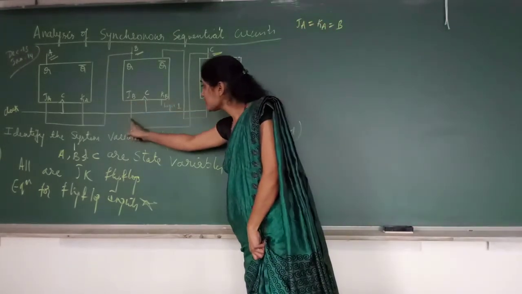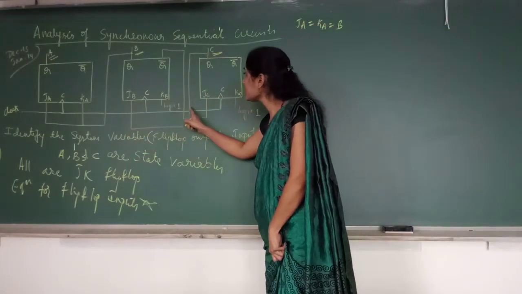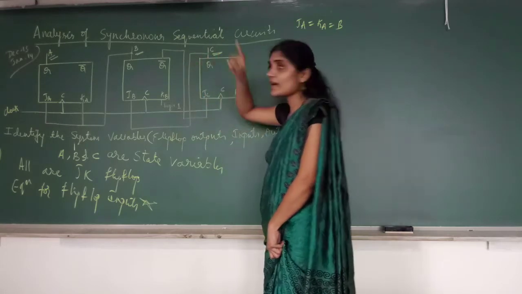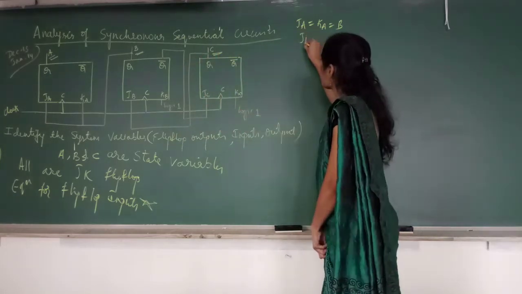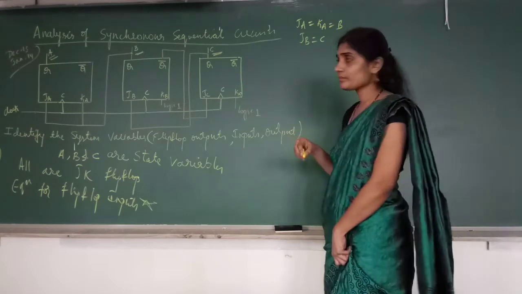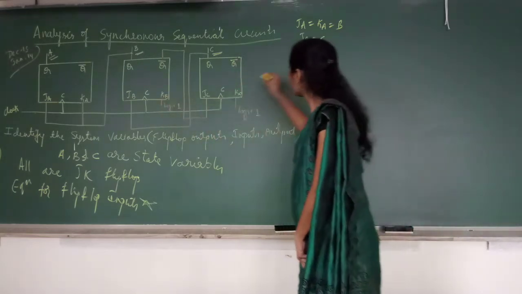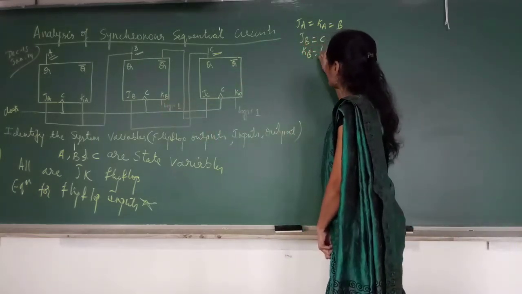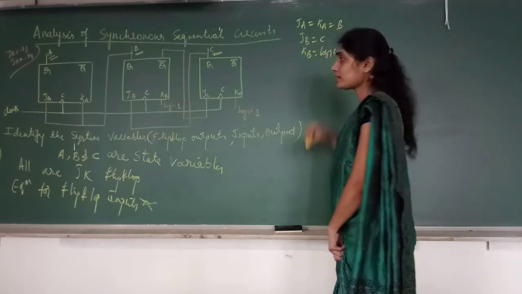What is JB? JB, it is connected to where? C. So what is JB? JB is equal to C. What is KB? KB is equal to logic 1. KB is equal to logic 1.